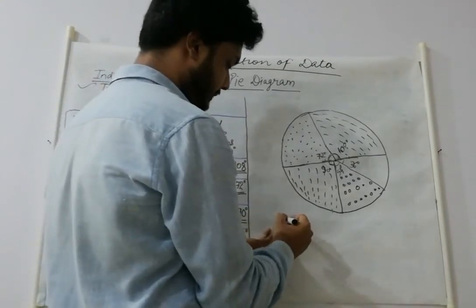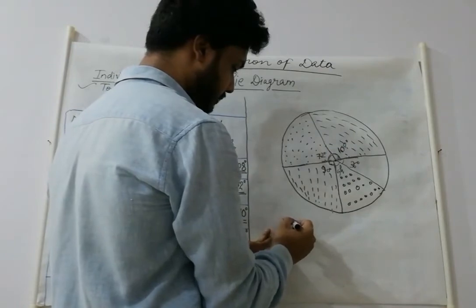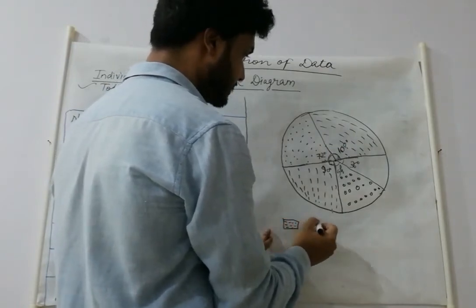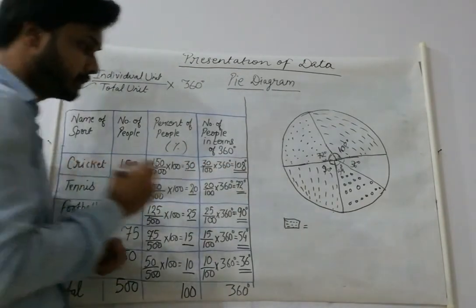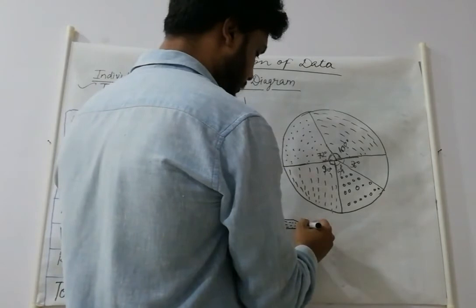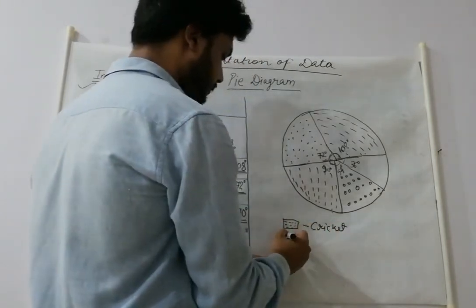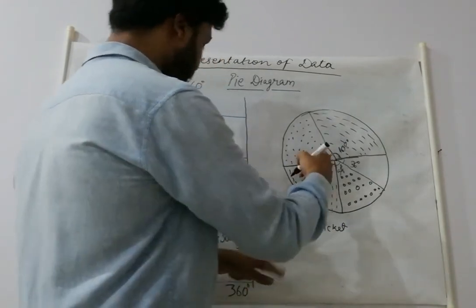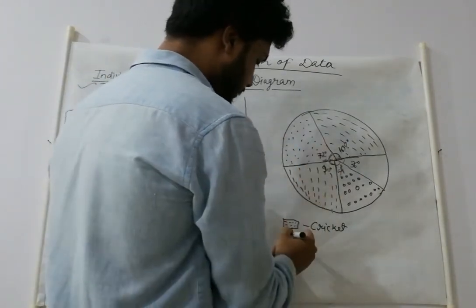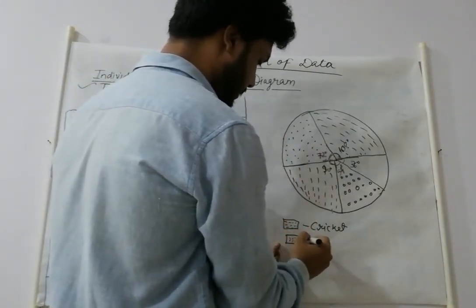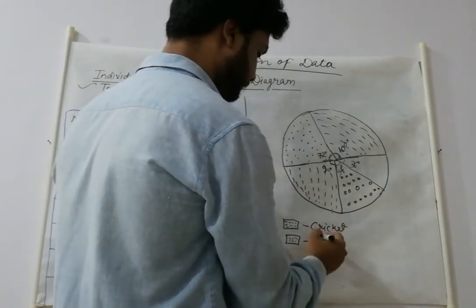Now make the index. Make a box, and make the design that you have made here, these lines. It is representing 108. 108 is for cricket. So right here, cricket. Then the next box, 72 degrees. 72 degrees is representing tennis. Make the dots that we have made here, and write down tennis.